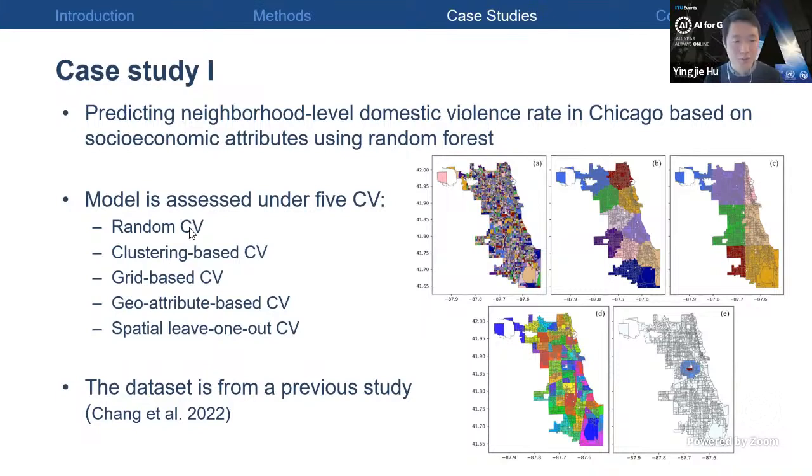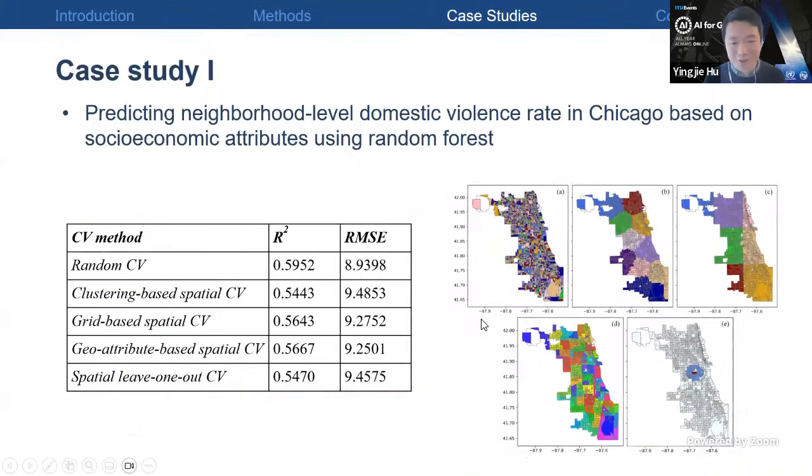We use exactly the same model, but we use different cross-validation strategies. First, random cross-validation. In this case, we have a random tenfold cross-validation. As you can see in this figure, the data points are spatially mixed with each other. We also have a clustering-based cross-validation, where we use 10 clusters. Grid-based cross-validation, we have a 3x3 grid here. Geo-attribute-based cross-validation, in this case, we are using the community name in the city of Chicago, and also spatial leave-one-out. Here we use a buffer distance that is the 5th percentile of all the neighborhood distances.